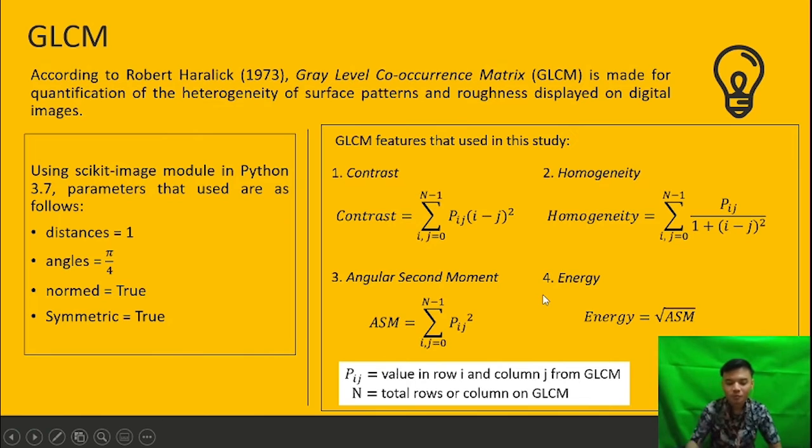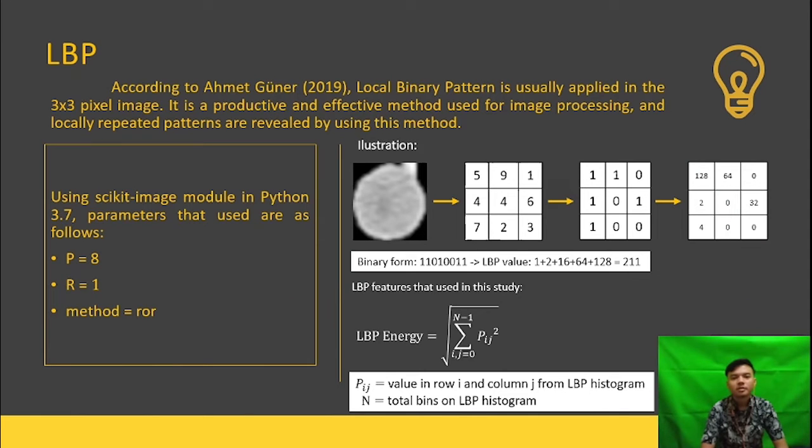And this is the formula of the gray level co-occurrence matrix that we use. This is the third method of feature extraction, called local binary pattern. The illustration: the nodal image is converted into a matrix, and then the central pixel is compared with the neighbor pixels. If the neighbor pixel is greater than or equal to the central pixel, it will be changed to 1. Otherwise, it will be changed to 0.